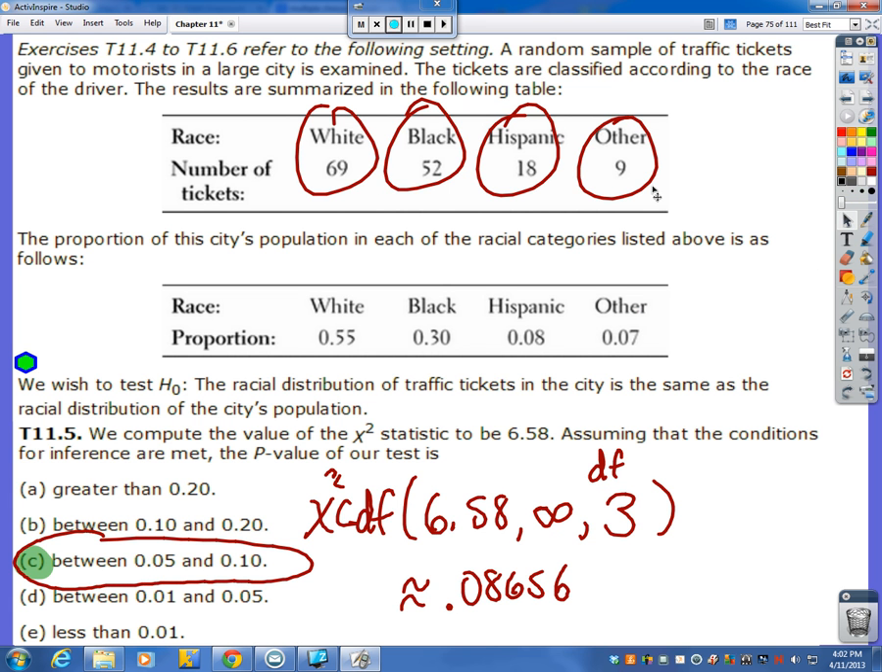Now, you could have also put these numbers into list 1. You could have figured out what all the expected counts were into list 2, and then did the chi-square goodness of fit calculator command from there and gotten that same result. But really, I think it's faster just to automatically do this in your calculator.